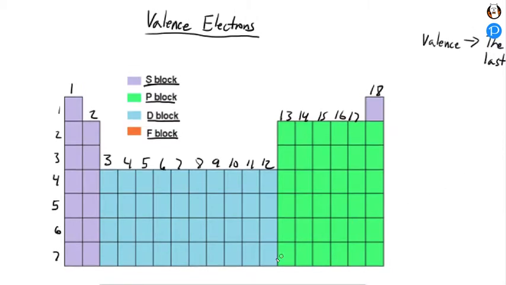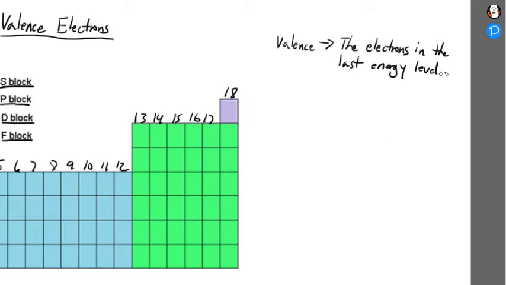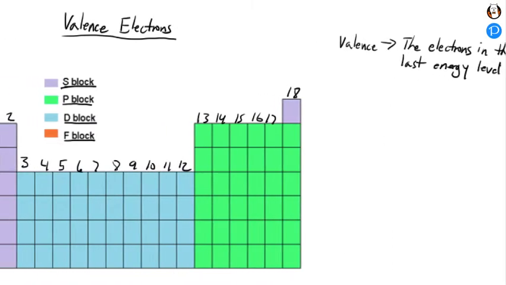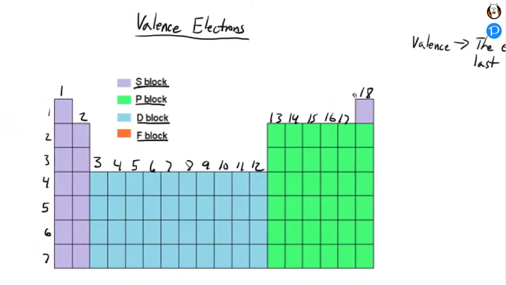First of all, let's make sure we understand what we mean when we talk about the valence electrons of an element: the electrons in the last energy level, or we could say the highest energy level. For example, let me pick a random element here. Let's go with nitrogen, which is right here.